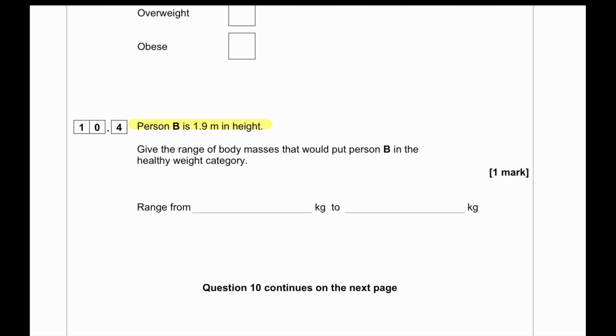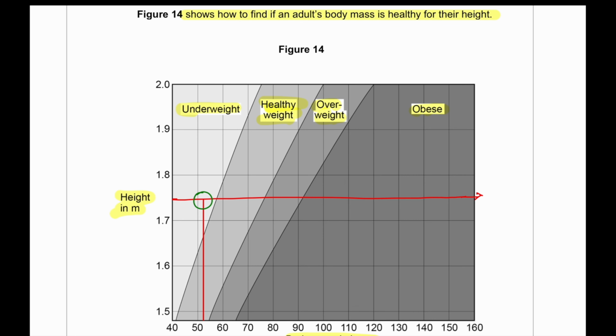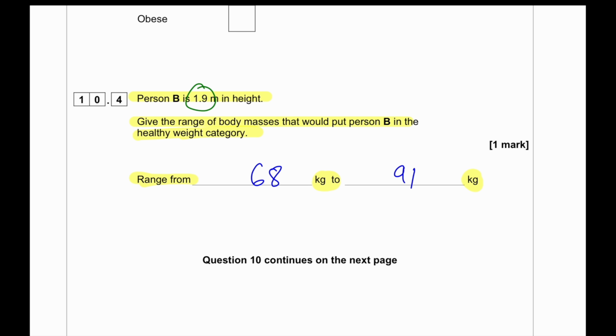Person B is 1.9 meters in height. Give the range of body masses that would put person B in the healthy weight category, ranging from this many kilos to this many kilos. Okay. So we'll have to give the range. Let's see the person's height, 1.9. Again, we'll go at 1.9 and draw a full line. And then a healthy weight would be starting from, let's say, 68 and 91. So between 68 and 91. The mark scheme says up to 90, so let's just write up until 90.